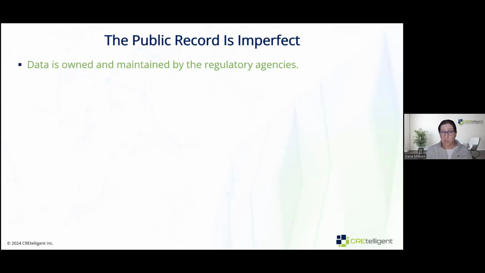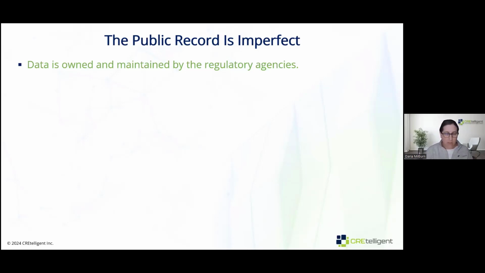So CREtelligent doesn't own the data. Sometimes we get requests where, well, can you please move this to another place? And that would really just be a cosmetic fix. It doesn't change the source. And we wouldn't be able to change the public record without some extensive work being done to contact the regulatory agency. And that really best comes from the property owner. Likely isn't going to happen before any pending transaction that you'd be working with.